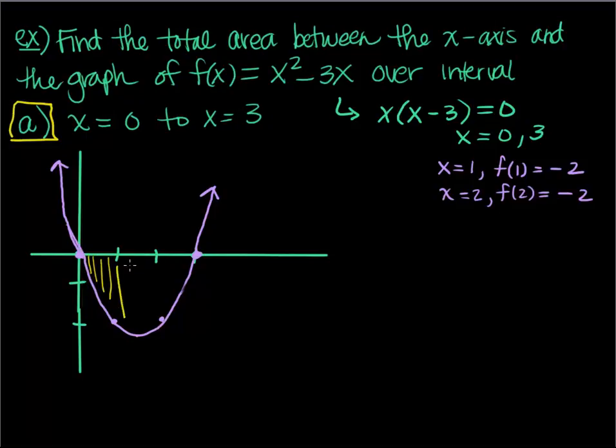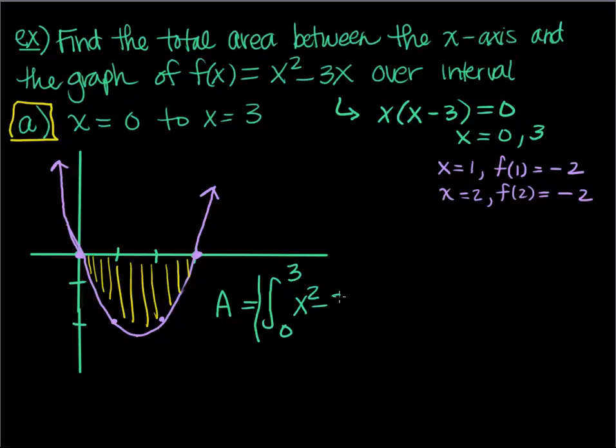We know that this yellow part right here is below the x-axis. So when I draw those rectangles, they are going to have a negative height. So when I actually take the integral of this and I want to find the area, I just need to take the absolute value. So the area of this is going to be the absolute value of the integral from 0 to 3 of x squared minus 3x dx.